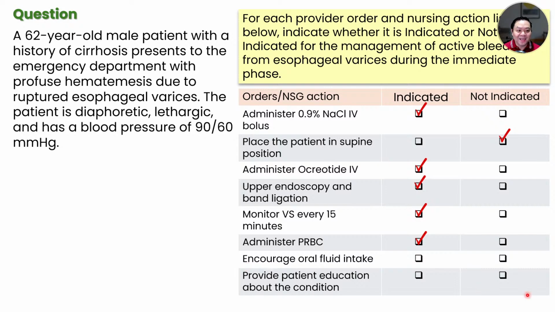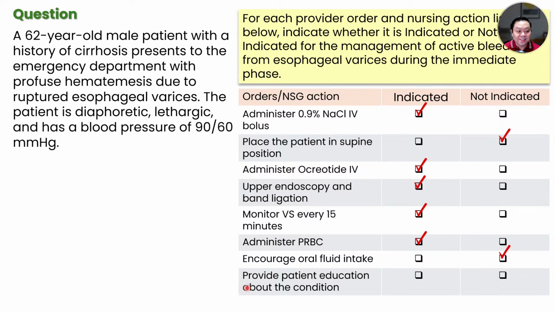Now, what about encourage oral fluid intake? Is this going to be indicated or not indicated? Your patient is having profuse hematemesis. Are you going to encourage oral fluid intake? Of course, around this time, it is not indicated. During the active bleeding, the patient should be kept NPO, or nothing by mouth, to prevent aspiration and also to prevent further complications. And we know that resuming the oral intake around this time could also worsen the bleeding, or it can also cause choking in case the patient will keep vomiting.